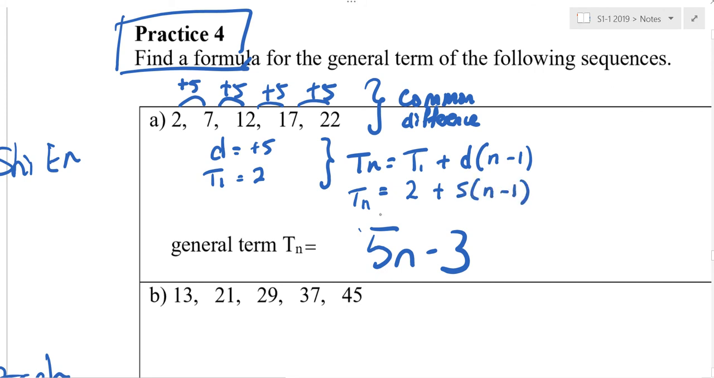Next step, Kylie, this is 2. What is 5 times n? 5n. What is 5 times minus 1? Minus 5. Xinjie, 2 plus minus 5 gives you what? Negative 3. Then 5n is here, so 5n minus 3 is the answer.